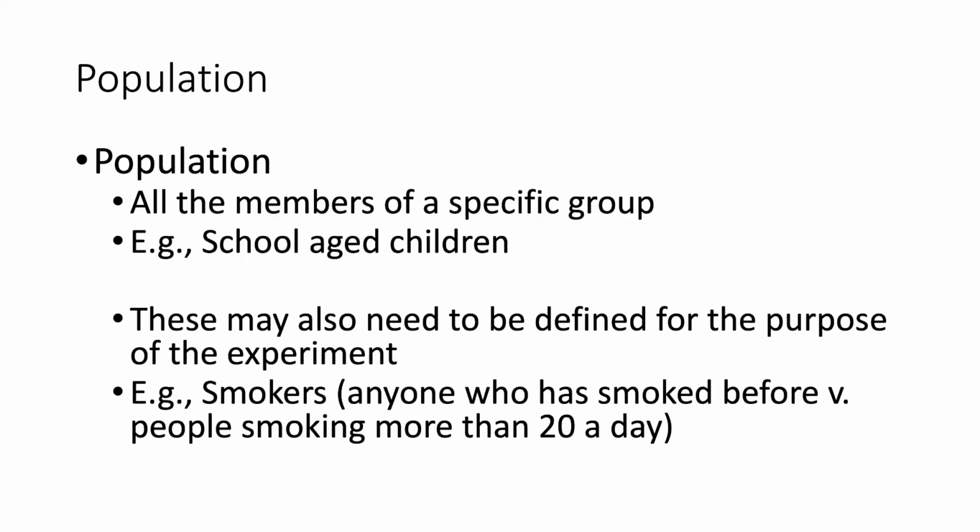So some other concepts to be aware of, we've talked about this a little bit before, is the population, and that's an important consideration when you're conducting an experiment or trying to design an experiment. So populations are all the members of a specific group. So it might be that you want to find out things that can be applied to school-age children. But sometimes these need to be defined a little bit better for the purposes of experiments. So it might be school-age children between the ages of 4 and 17.